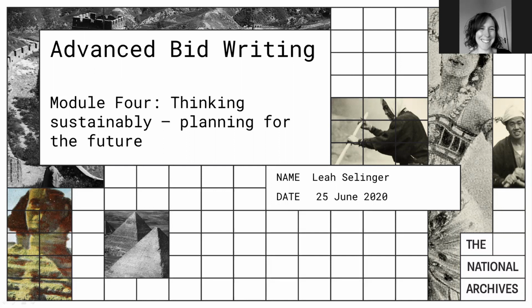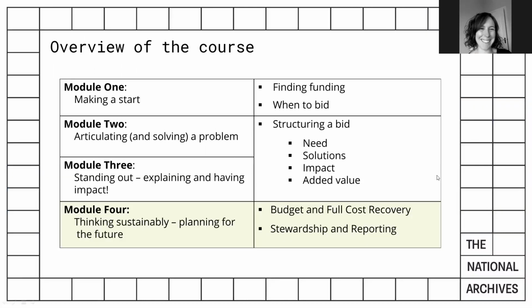Today is the fourth of our 4 modules, and just a reminder, in module 1 we talked about deciding when to bid and where to look. In modules 2 and 3 we talked about elements of a case for support, so needs, solutions, impact, and including thinking about theory of change and what makes you unique and added value. And finally, module 4 is where we are today.